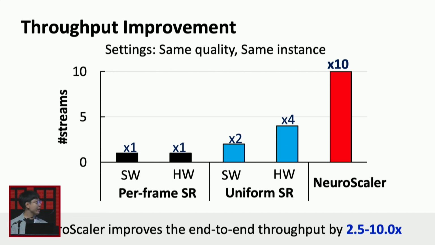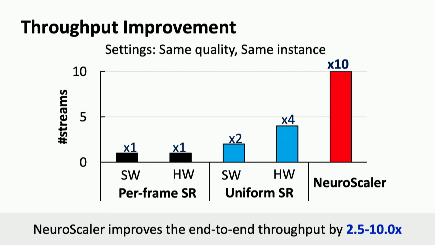NeuroScaler can support 10 concurrent streams, which is up to 10 times faster than the baselines. In contrast, the end-to-end throughput of per-frame and selective baselines is constrained by the inference and the encoding throughput, respectively.